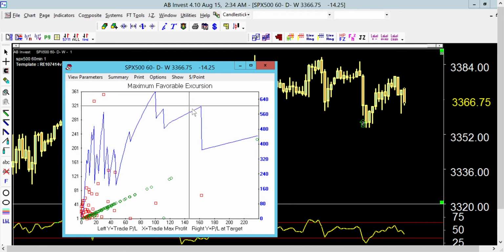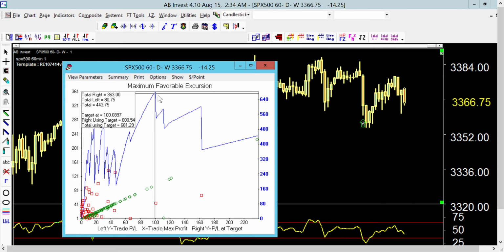What is an MFE chart? MFE is maximum favorable excursion, which means where to take out your profits in order to boost your P&L chart. Obviously, as you can see, the P&L chart of the system is swinging here, and the P&L is topping around this level. So what is this level? This level is 100 points.